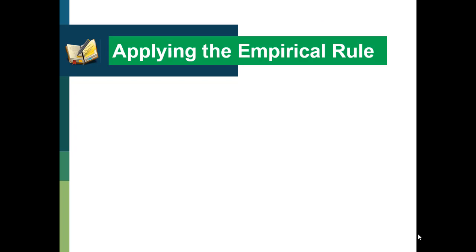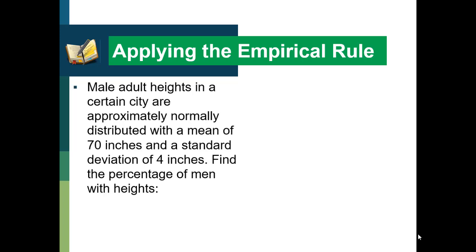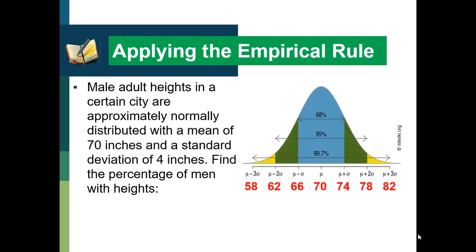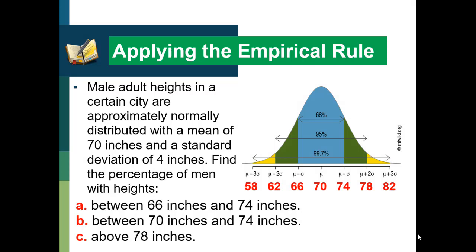Now, let's apply the empirical rule again, but this is a different type of problem. Male adult heights in a certain city are approximately normally distributed with a mean of 70 inches and a standard deviation of 4 inches. Find the percentage of men with heights between 66 inches and 74 inches, between 70 inches and 74 inches, and above 78 inches.